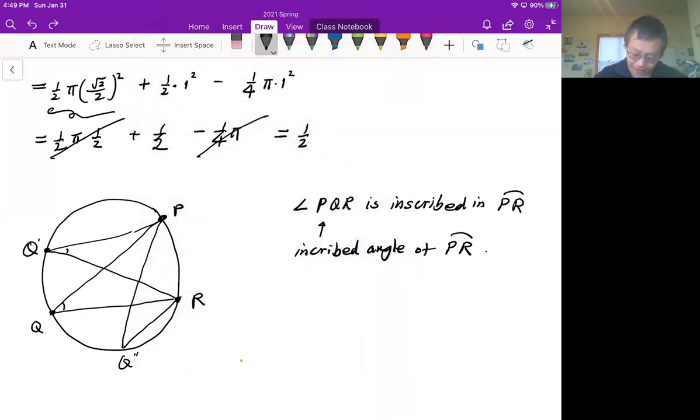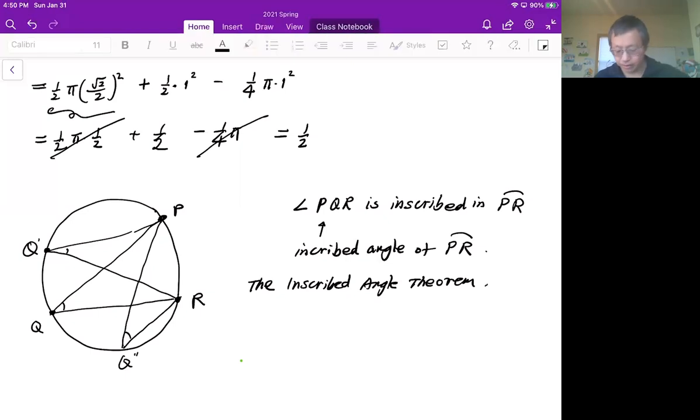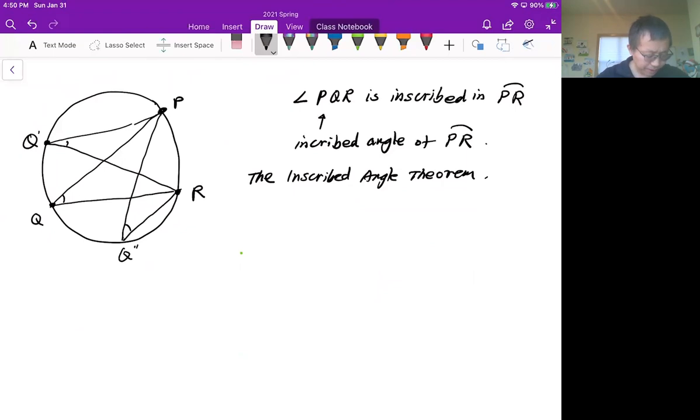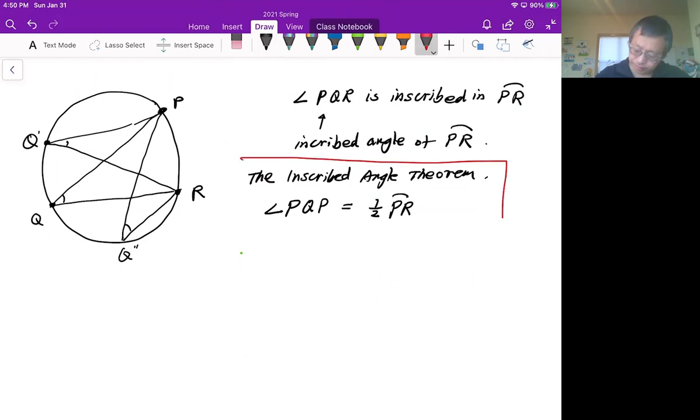So how do I know that? I need to prove this. This is called the inscribed angle theorem. So what is the theorem? The theorem says that the angle PQR is one half of the measure of the arc PR. Okay, so that's my theorem.